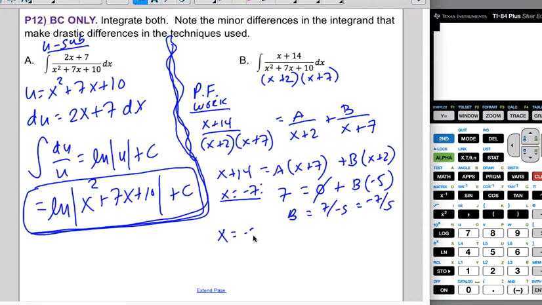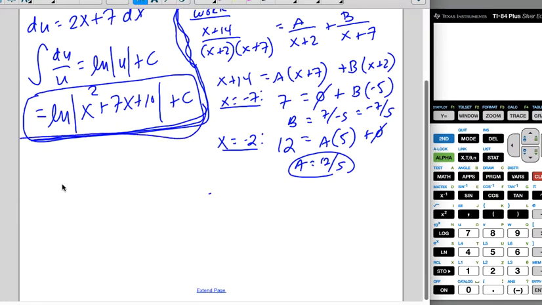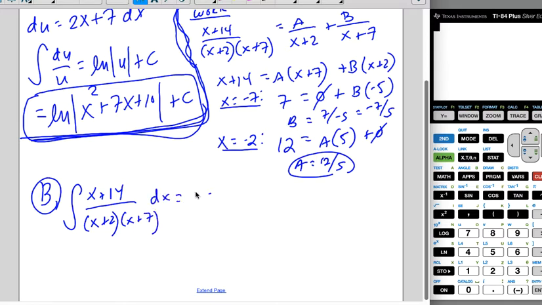And I get that that's not awesome, but you'll survive. When I plug in x is negative 2, I'm going to end up getting a 12 on this side, and on the other side, I'm going to get a times 5 plus nothing. So I'm going to get that a is 12 fifths. And again, that's not super fun, but you'll survive. So that means that if we jump down here to do part b again, I have the integral of x plus 14 over x plus 2, x plus 7, and we get that that's going to be the integral of 12 fifths over x plus 2, plus negative 7 fifths over x plus 7.